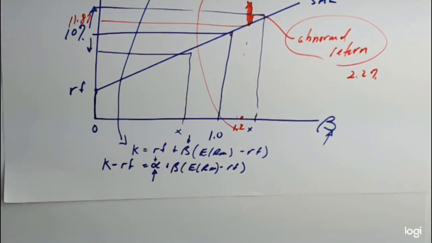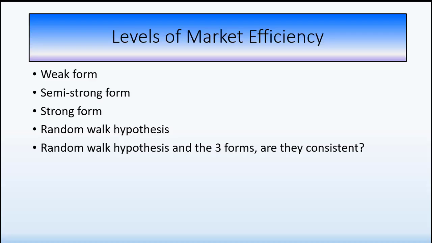Okay, with this in mind, let's move on to the three forms of market efficiency and start to unpack this idea of what market efficiency represents. So let's talk about levels of market efficiency. There's basically three levels, and that's the first three bullets that I have on this slide. Three levels of market efficiency. And then we'll talk about the random walk hypothesis, which is not really a level of market efficiency. It's a concept that relates to market efficiency, which we'll talk about. But let's look at the first three bullets.